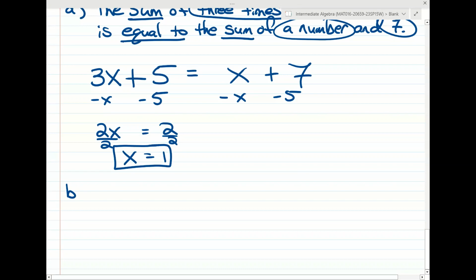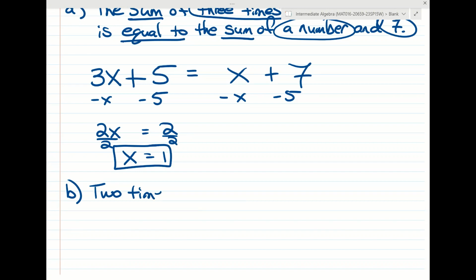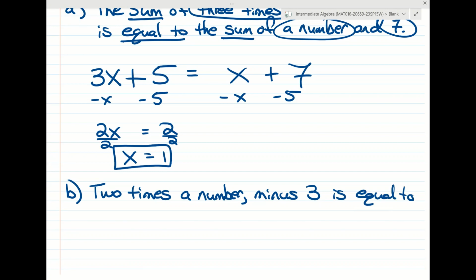All right, try another one. What about 2 times the number minus 3 is equal to 4 times the number plus 5.